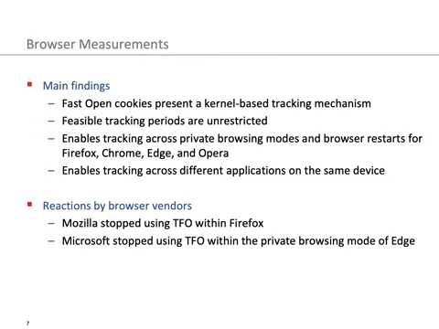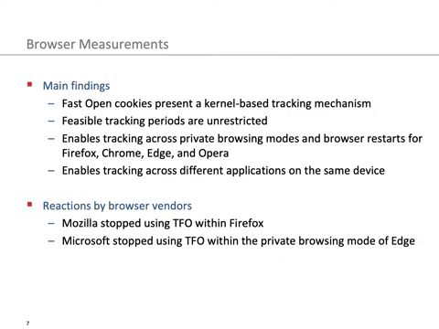To evaluate the identified tracking mechanism, we conducted browser measurements. We found that Fast Open cookies represent a tracking mechanism which is based in the kernel of the operating system. And thus it is quite difficult to handle for modern browsers. We found that the tracking periods are basically unrestricted as long as the TCP Fast Open cache is not emptied by, for example, rebooting the operating system.